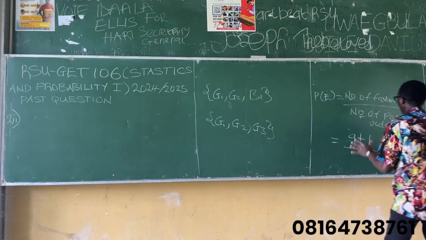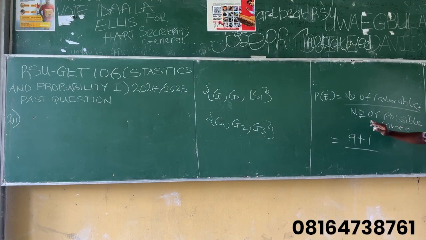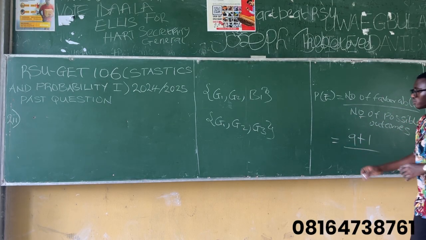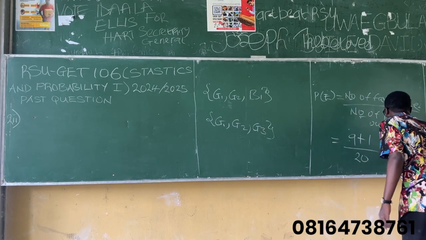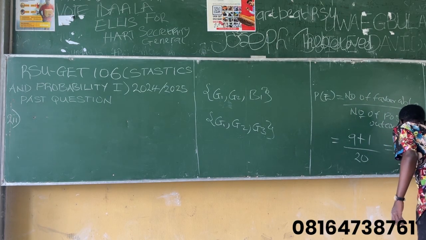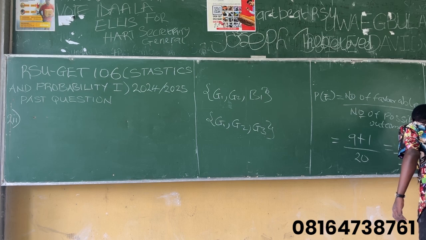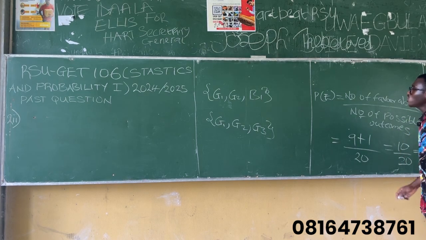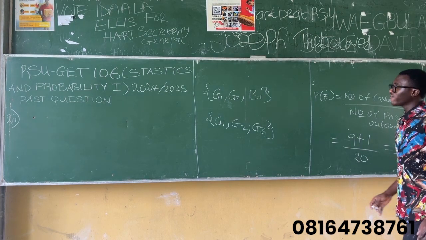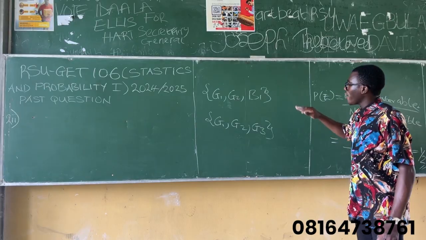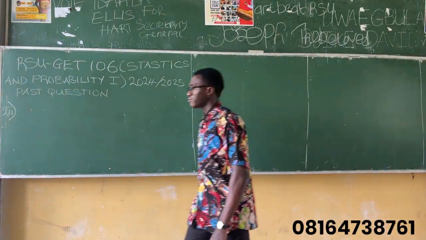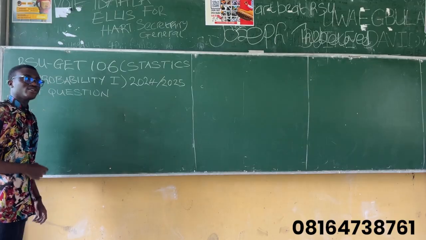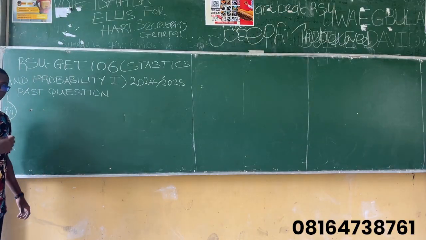Then you divide by the total number of possible outcomes, which is the total sample space, which if you count, will give you 20. This is equal to 10 over 20, which is equal to 1 over 2. So this is the probability of getting a 3-member committee with more girls than boys. Continue. So the second method, which is combination.